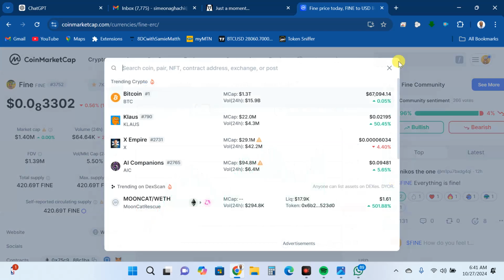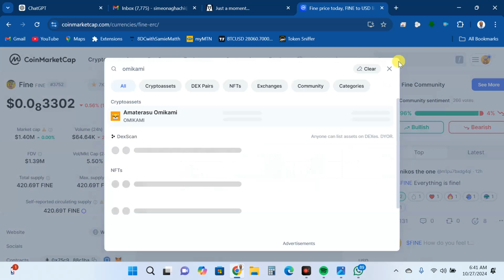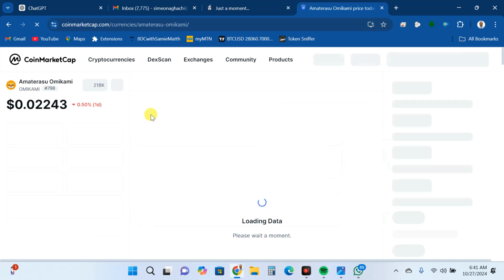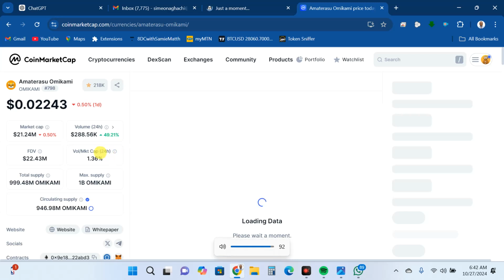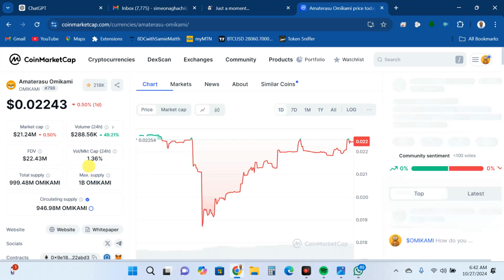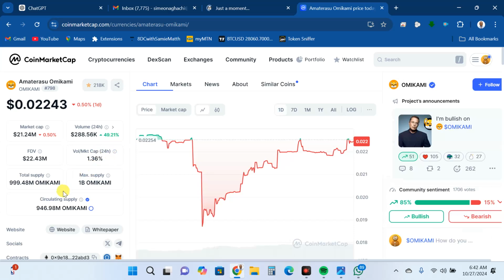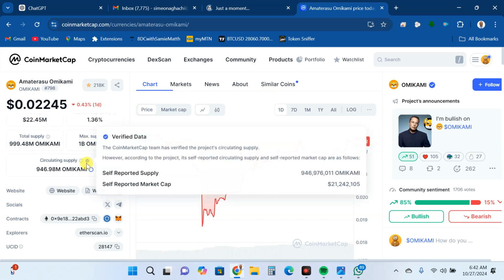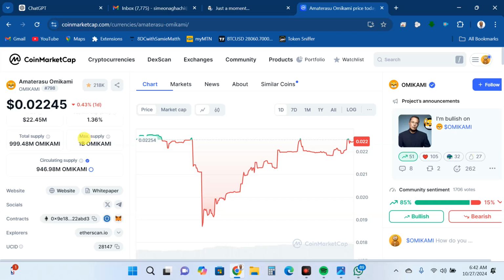Just one more thing. I want to show you what it looks like when the circulating supply of a project is verified. This is Omikami, my number one meme coin. Of all the meme coins in the market, this is my number one. I'm not going to tell you why. We are not in analysis class. When we get to DEXTools and DEX Screener, I'm going to talk more about that.